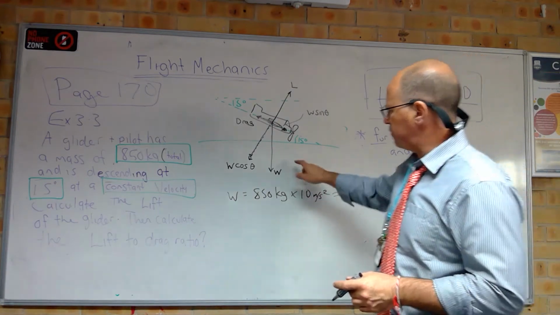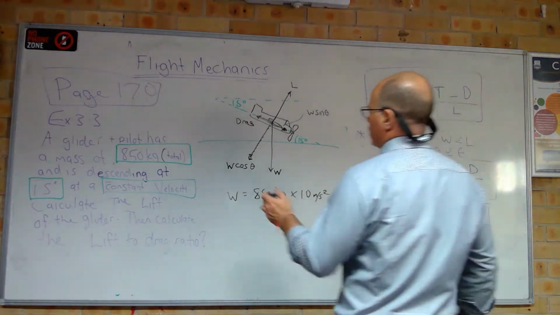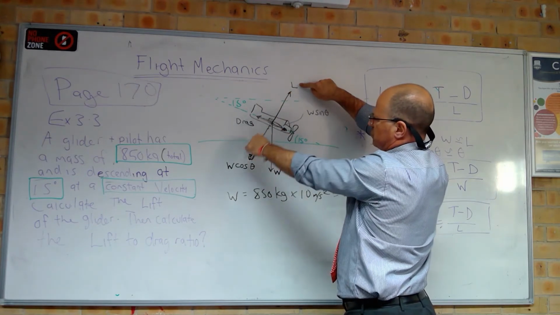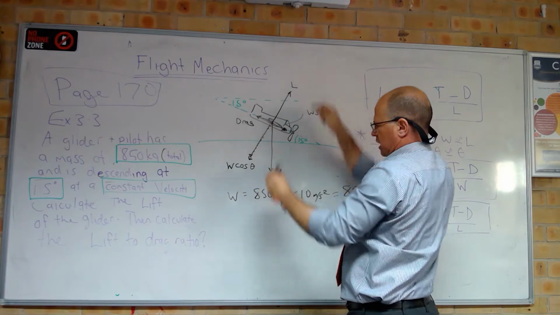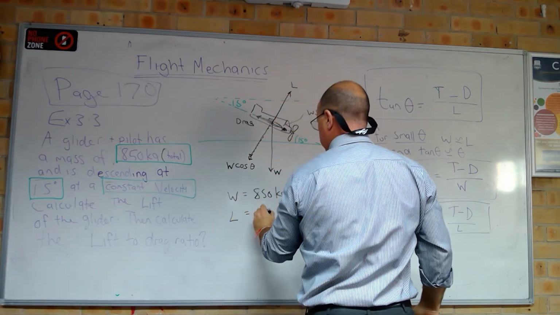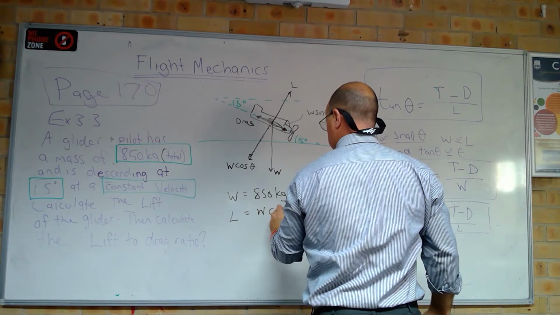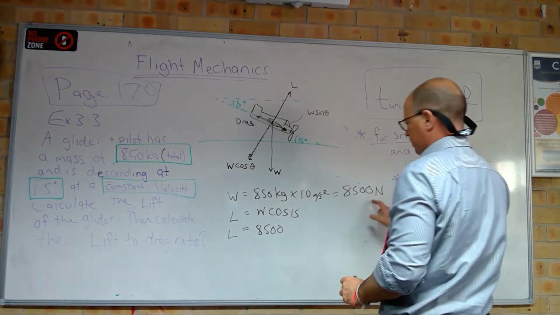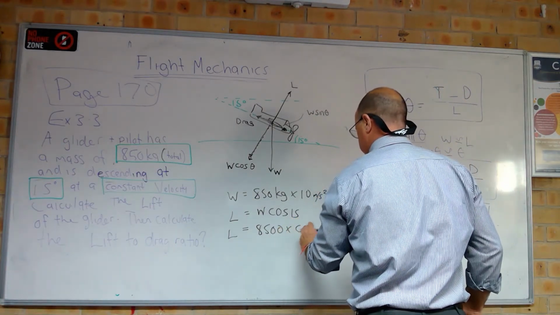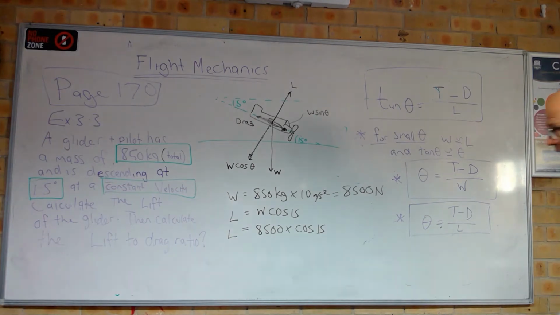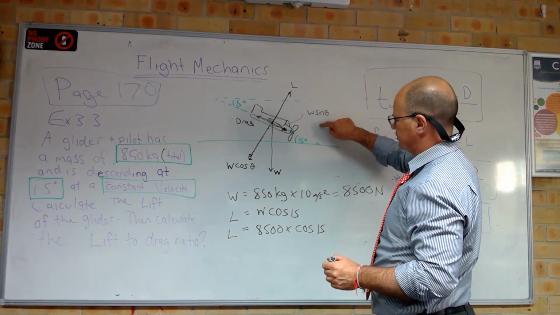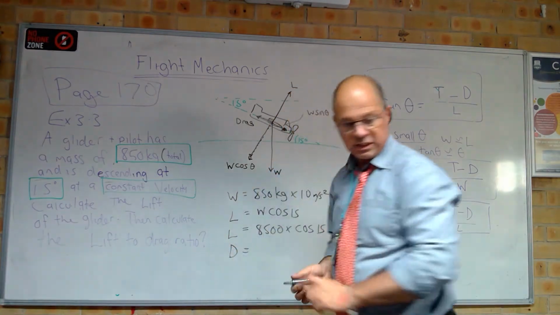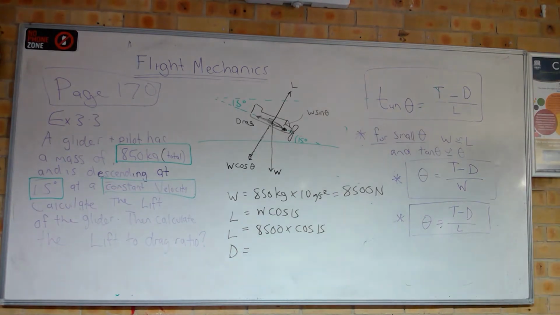We end up with 8,500 newtons, okay, so our weight force is 8,500 newtons. So we know that our lift force has to be opposed by an equal and opposite force, which is this component of our weight force, okay? So lift is equal to weight times cos 15 degrees. So lift is equal to 8,500, that was our weight force, times cos 15 degrees, okay? Now drag has to be equal and opposite to this one, okay? So drag is equal to, so let's work out lift first. I said the first thing they wanted us to do was work out lift, okay?